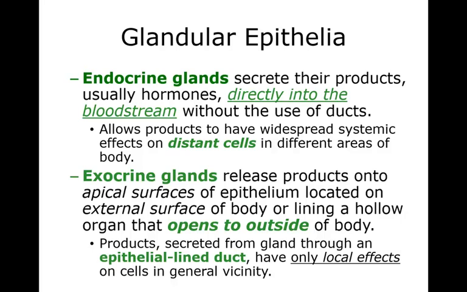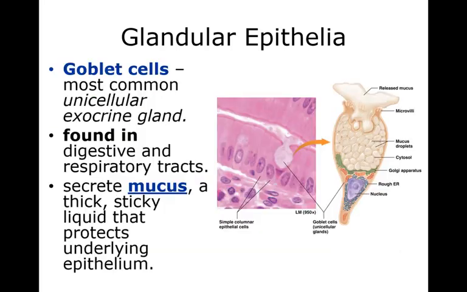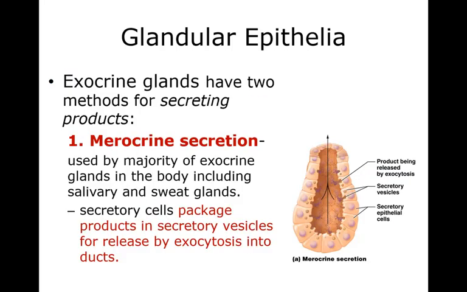The exocrine glands do use a tube or duct system. So they typically are going to release products onto the surfaces of epithelium that at some point are going to open to the outside of your body. And again, they do so using a duct or tube system. We've also mentioned goblet cells as being found in some of the types of epithelial tissue, and again we've mentioned their job is to secrete mucus, so protecting underlying epithelium, also aiding in the movement of materials through these different organs and organ systems.